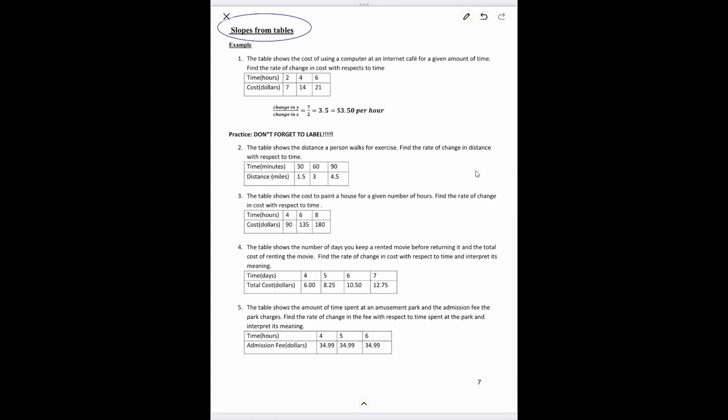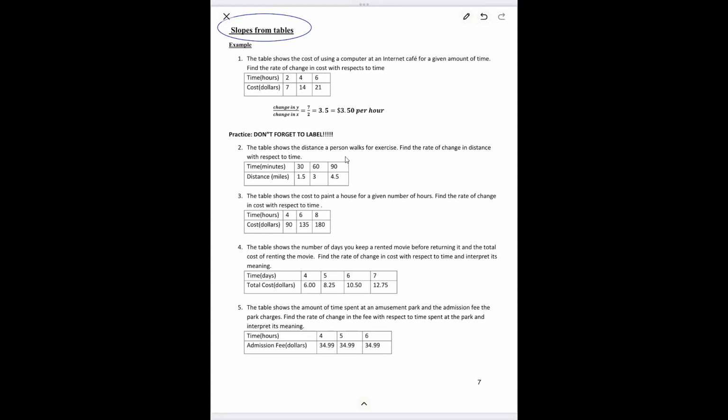I'm actually going to do all of the examples from page 7. I'm going to do every single problem because these are really important. Basically, these are the same as the tables that we've already done. You're going to be finding the differences in the x's and the differences in the y's. And if the differences are constant, it's a linear function. And to find the slope, you just divide the differences in the y's by the differences in the x's.